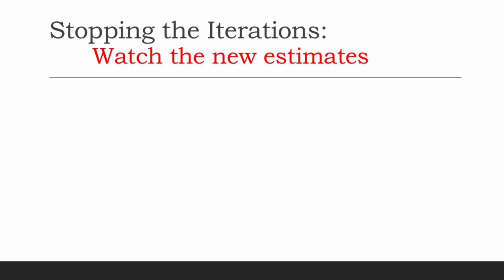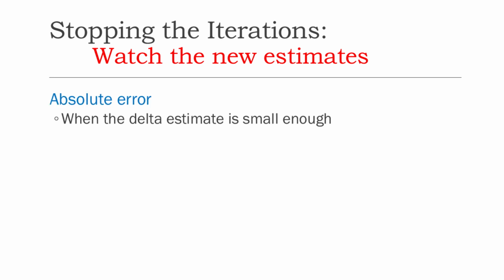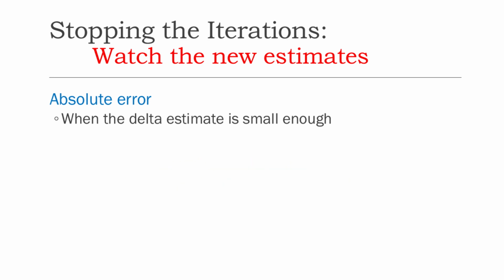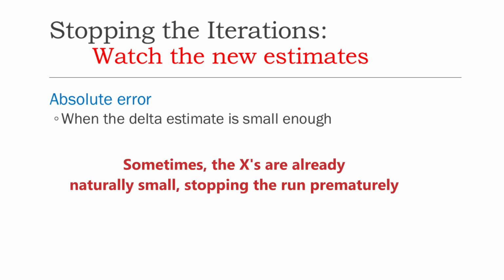So we could take a look at absolute errors. If the absolute errors, as they change from movement to movement, become so small that they're already acceptable to us, then we can stop there. And that's called the absolute error stopping rule. But sometimes, if the numbers are naturally small to begin with, then this might stop the runs too early.